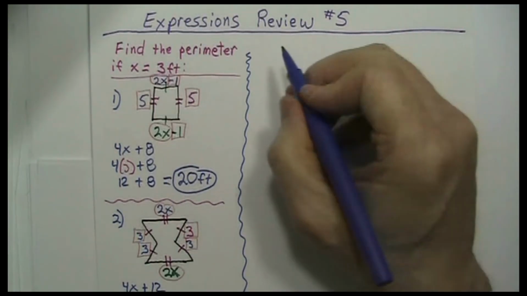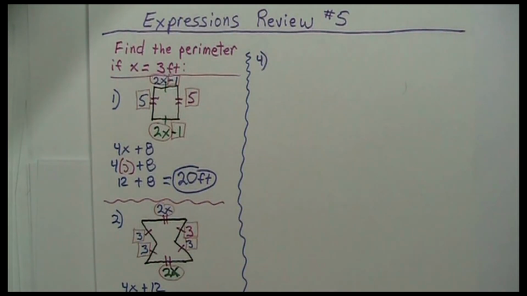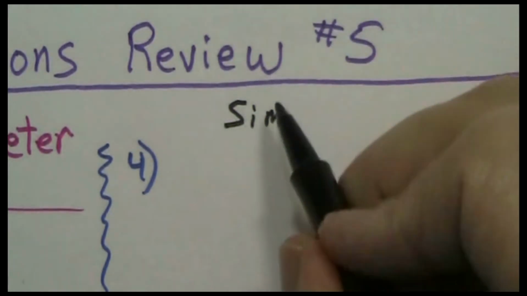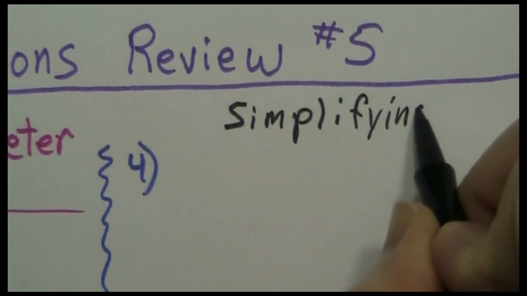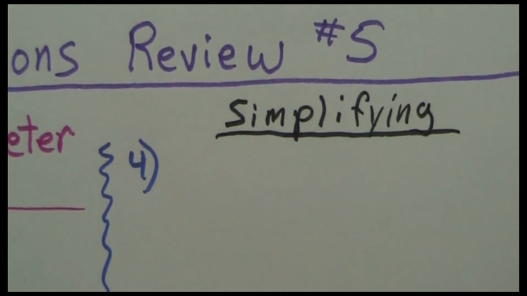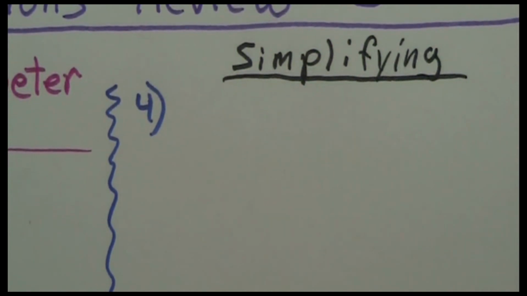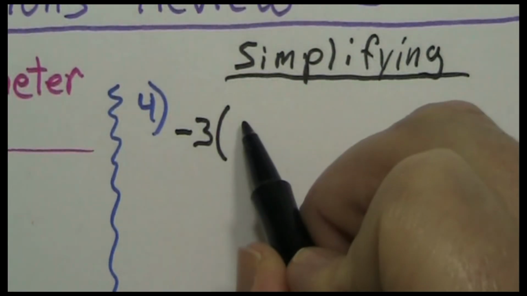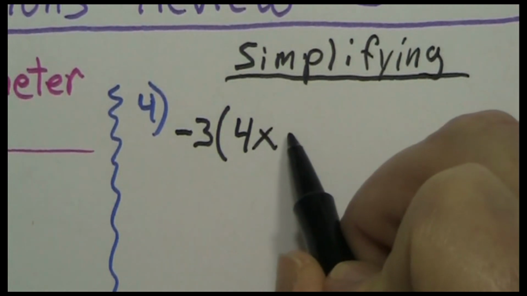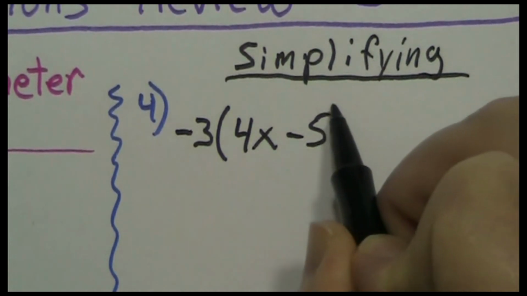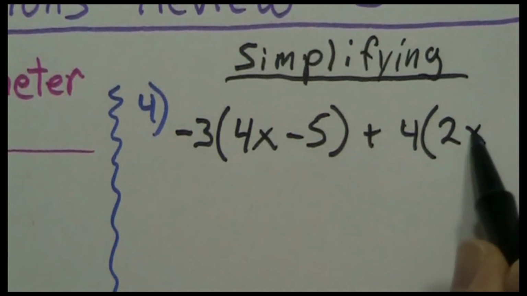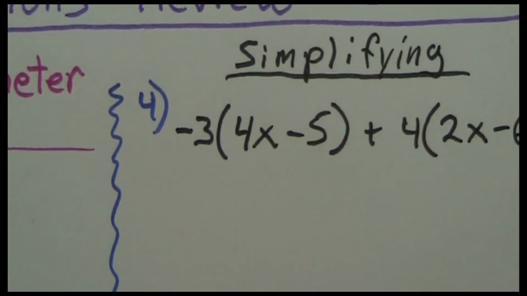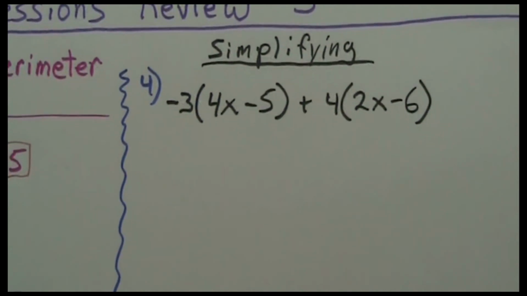All right, so now let's go on to number 4. And what we're doing is we're simplifying. I always think I'm misspelling it whenever I do this, but simplifying. These are kind of long expressions. So they're a little long. They're like 2 parts. Okay, so that's what it looks like.